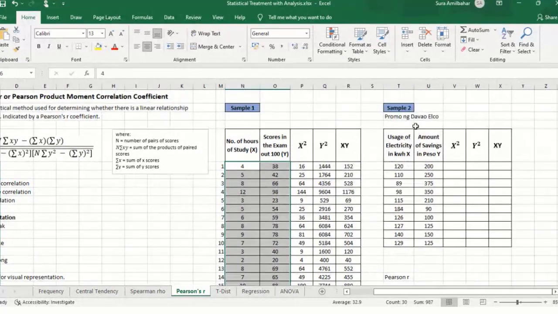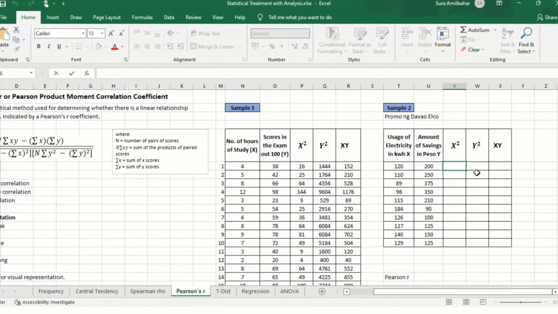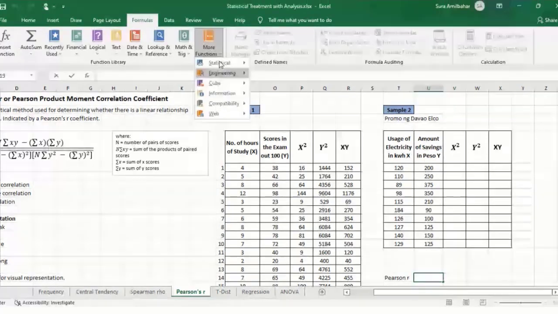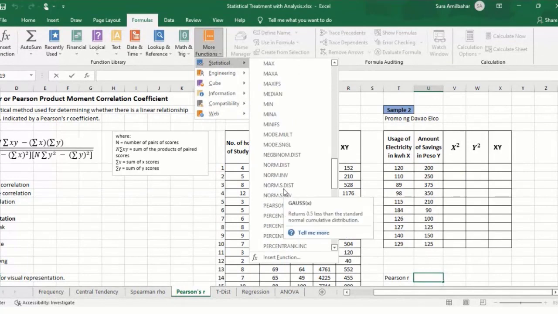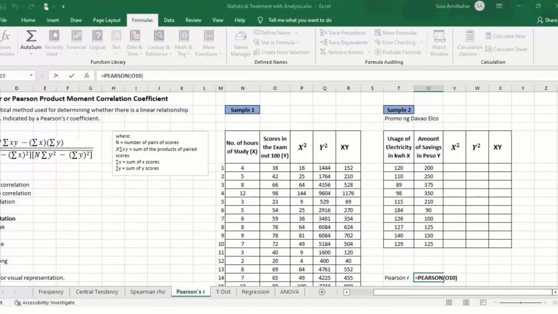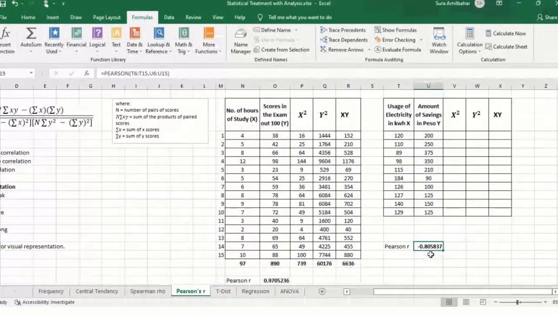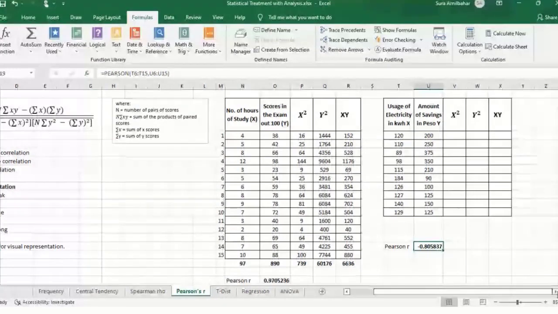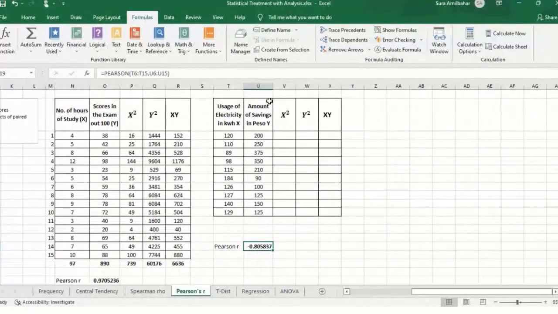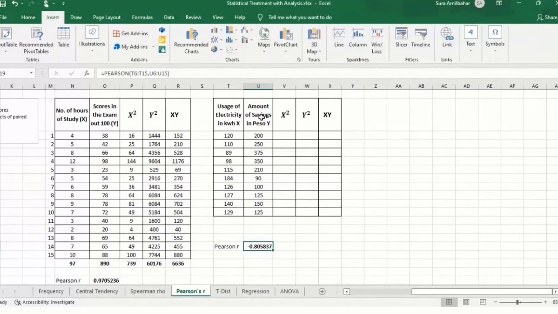Usage of electricity in kilowatts according to Davao Light, and then the amount of savings in pesos. Okay, let's see. Guys, I won't get the values here anymore, since there is a built-in function, so let's just use the built-in. So statistics, Pearson r. Array 1 is this one. Array 2 is this one. Then click OK. Negative 0.8. So if it's negative, the correlation, sorry, they are inversely proportional with each other.